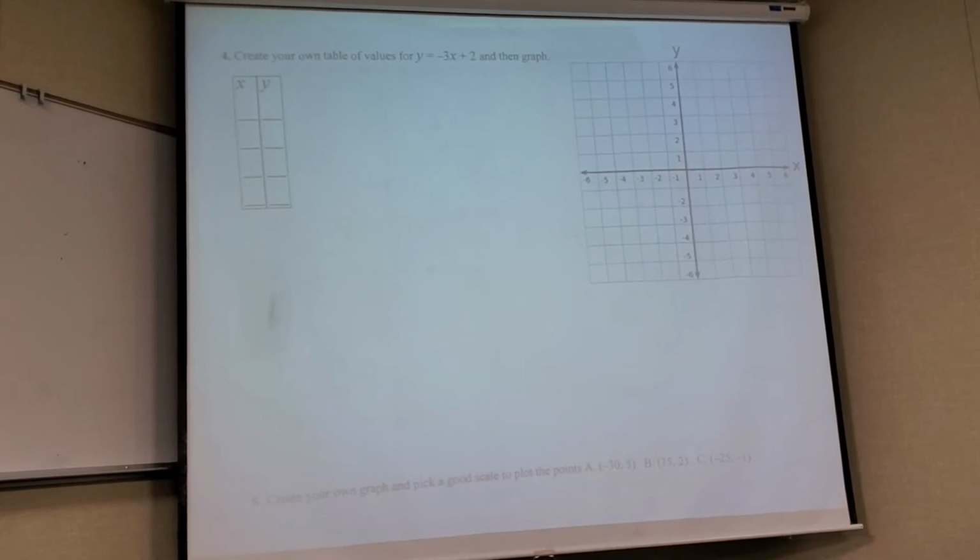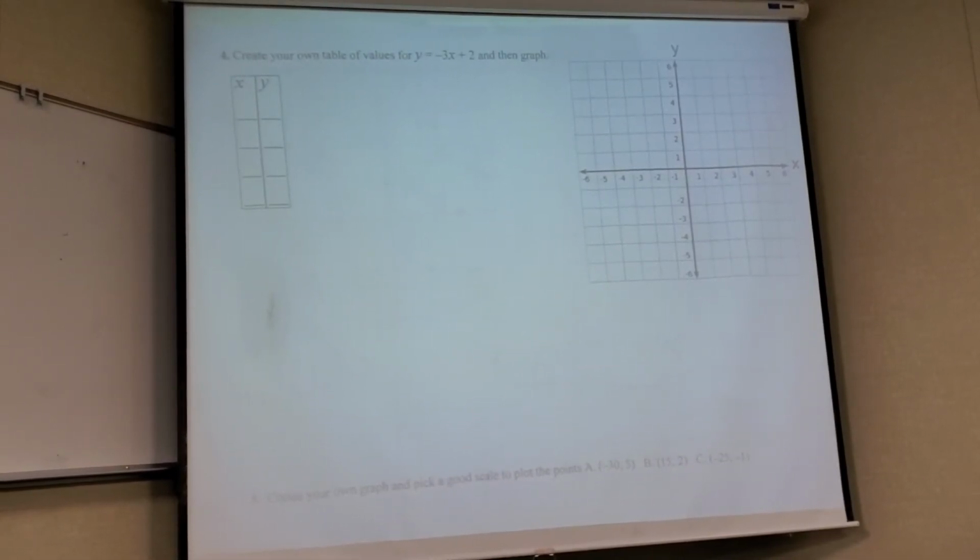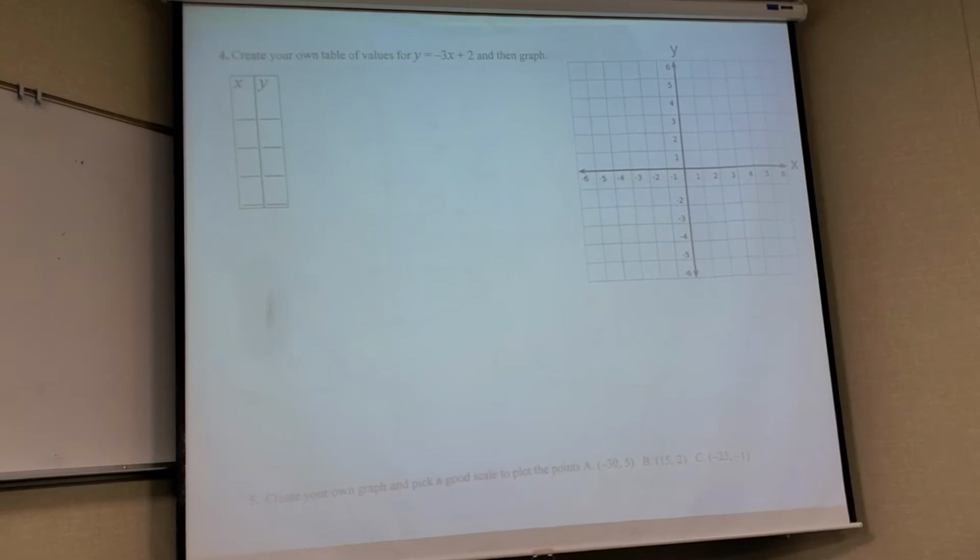Do you need a sheet? Well, let me give you one now so you can do it. Anybody else need a copy? All right.